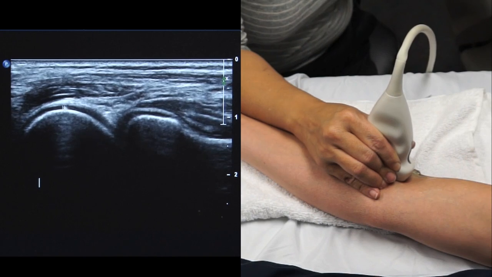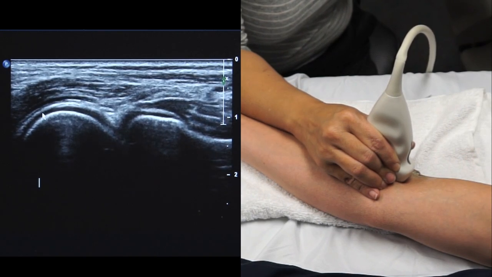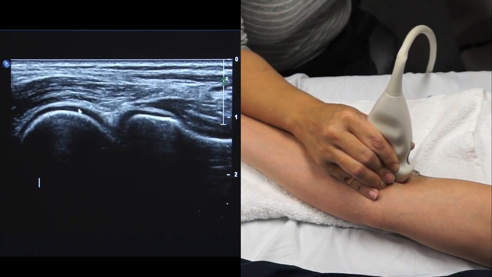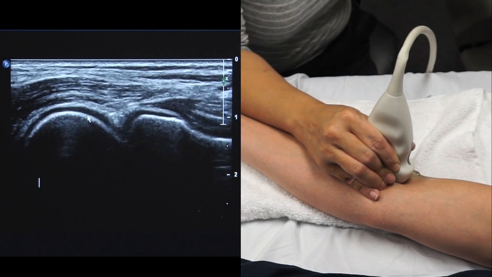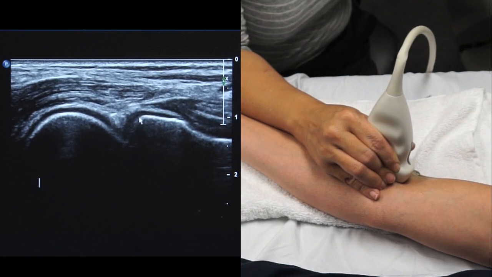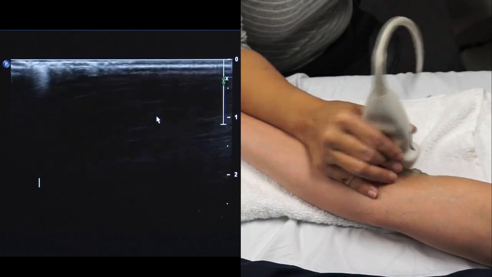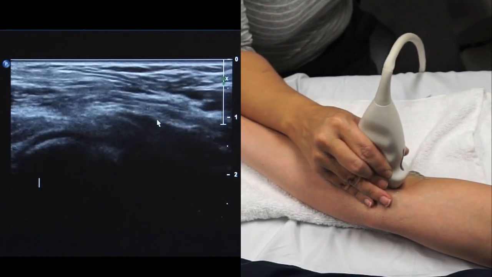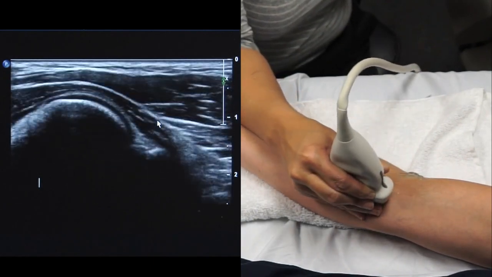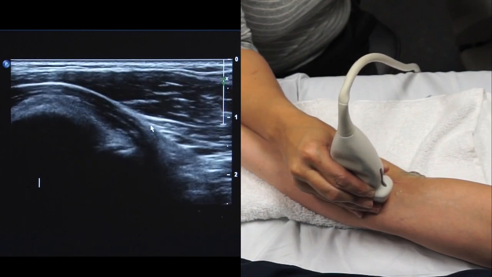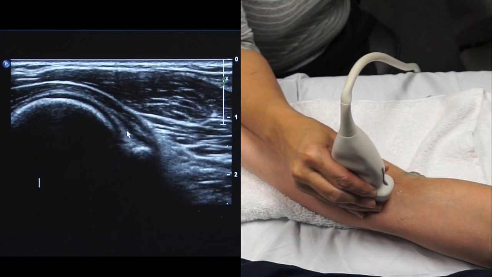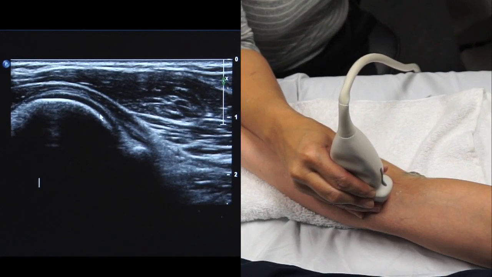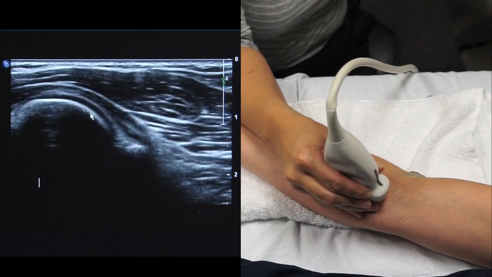homologue. And another thing to know is there is a hypo to anechoic cap or structure that covers the bony surface, and this should not be confused with fluid. This is the cartilage or the hyaline cartilage that is on the surface of the bone. Okay. The other joint, moving medially, is the humeral-ulnar joint, where you can see the coronoid process of the ulna and also the trochlea, and again, that characteristic anechoic hyaline cartilage, not to be confused with fluid.